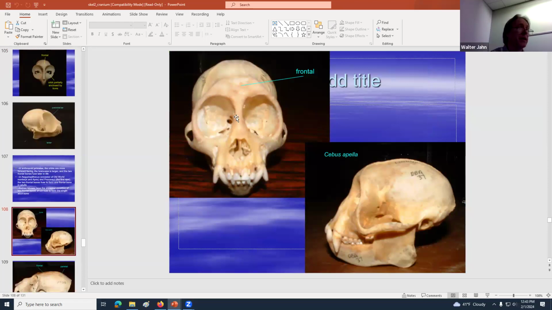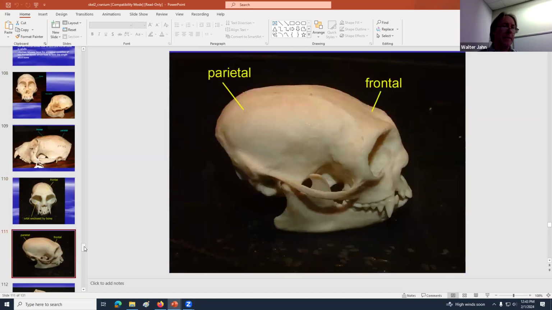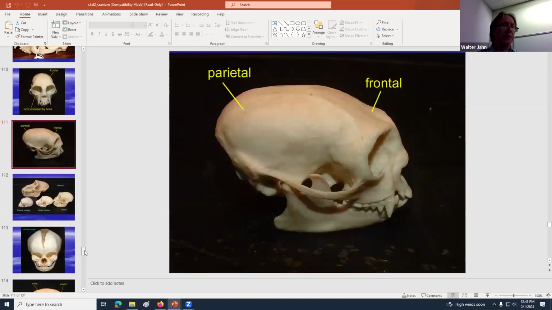It's full of bone. So the eye gets more and more protected by bone over time. Primates thought of it, but then the anthropoid primates decided, let's do this even more. And so here you can see a little marmoset, etc.